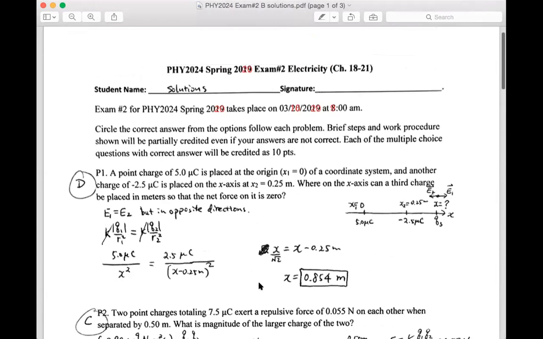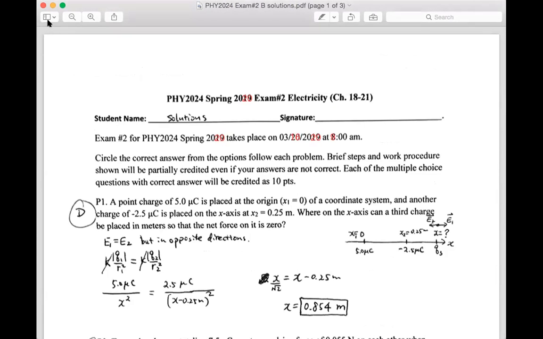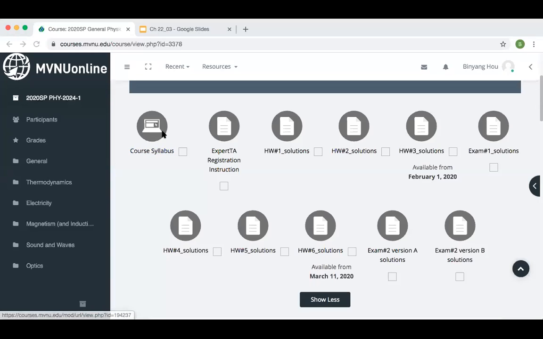All right. Do you guys have any questions on the two versions? All right, so it looks like we are good.